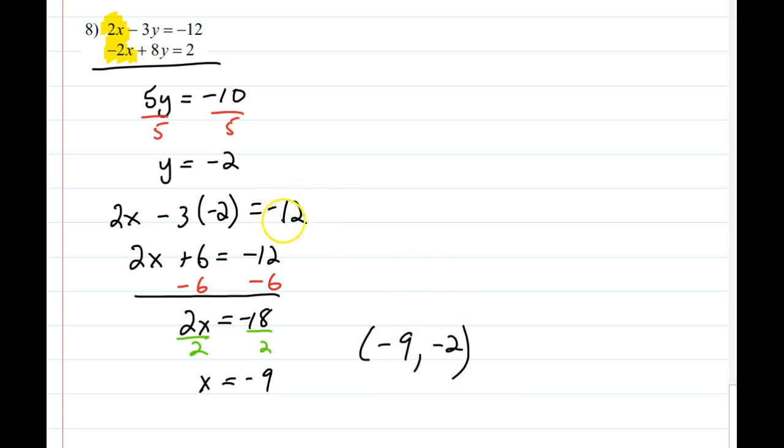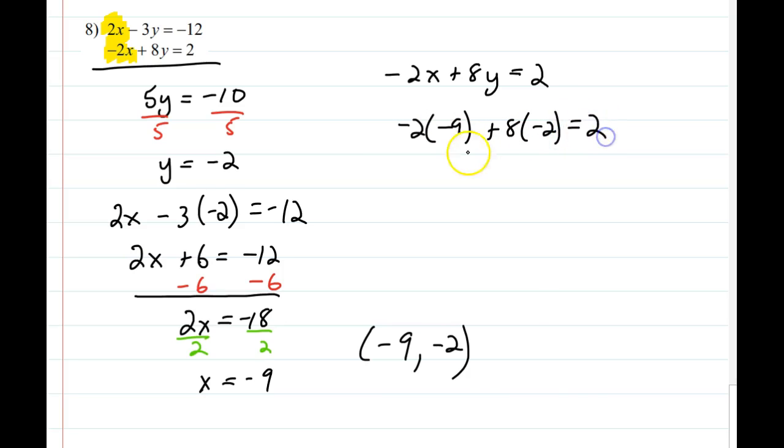So I use the top equation to get my answer, so I'll use the bottom equation to check my answer. So negative 2 times negative 9 plus 8 times negative 2. So I get 18 minus 16 equals 2, and that is correct.